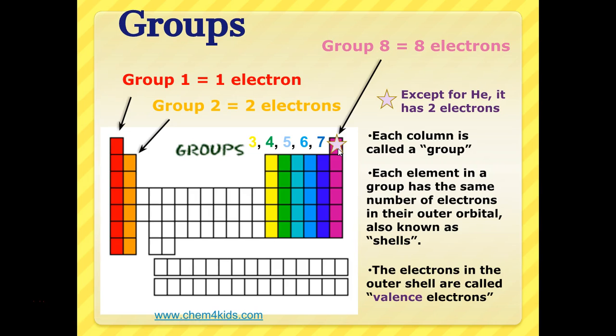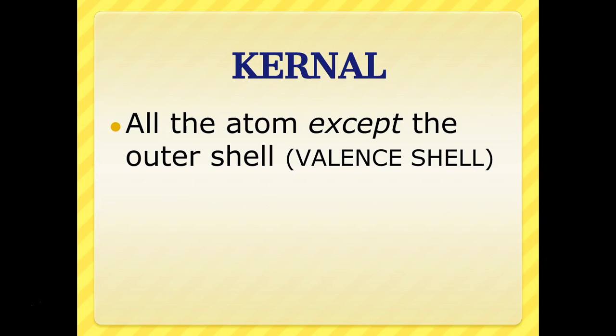It only has 1 shell. And since it only has 1 shell because it's in the first period, that outer shell is still full, but it can't be full with 8 electrons because the first shell can only hold 2 electrons. So it still has a full outer shell, but it is full with 2 electrons instead of 8.